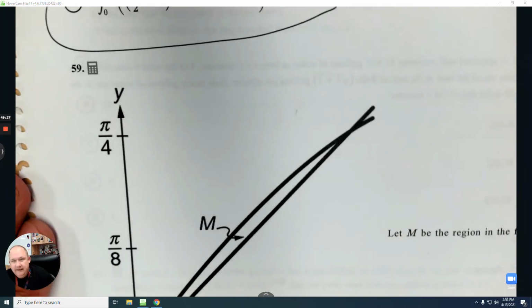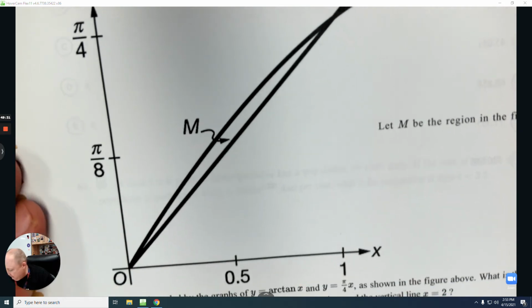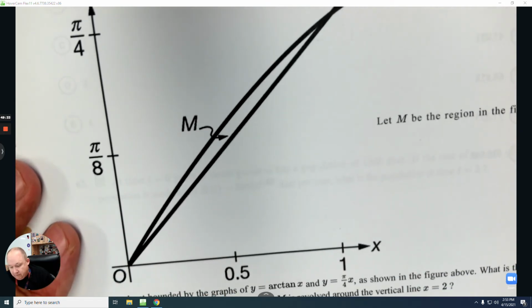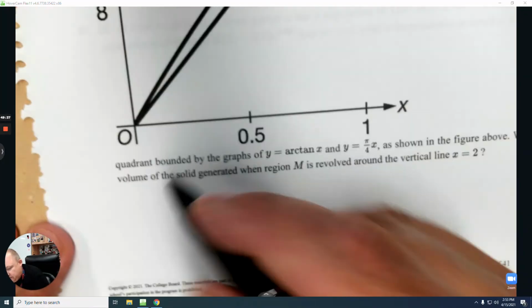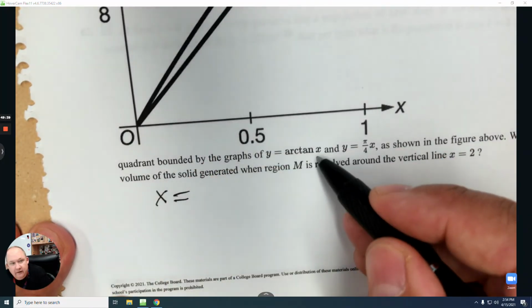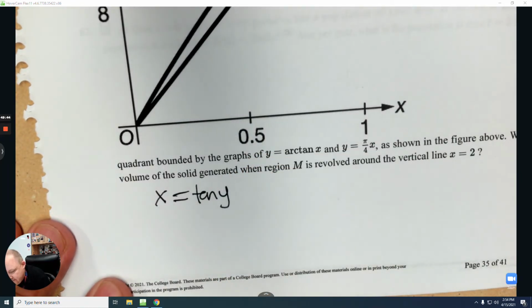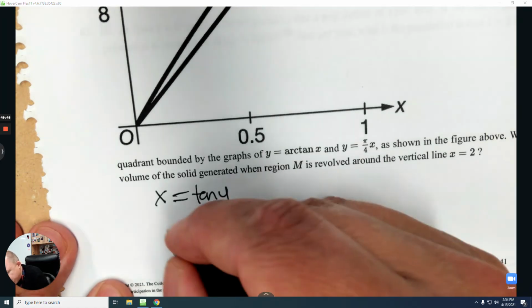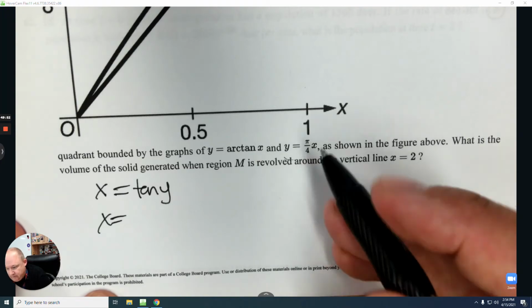59, calculator question. It says, find that area. And again, it's around a vertical line. So when it's around a vertical line, I have to change these. So it says x equals. So to get this by itself, I actually do tangent undoes arctangent. And the second one, you do the reciprocal to get x by itself, 4 over pi.